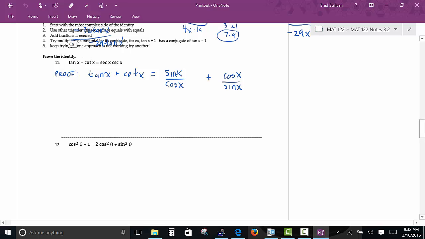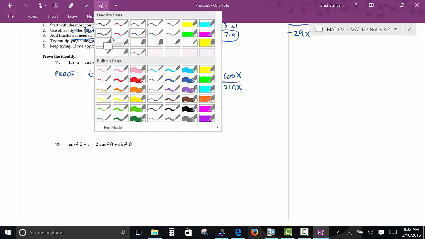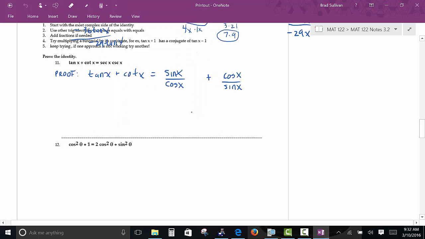Now, general rule of thumb. If you have two fractions that need to be added, add them. Look at the right side. The right side doesn't have any fractions at all.